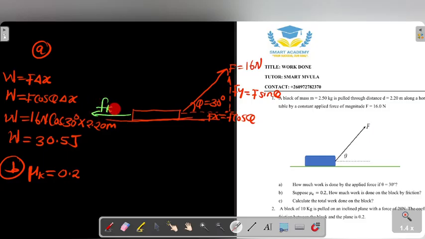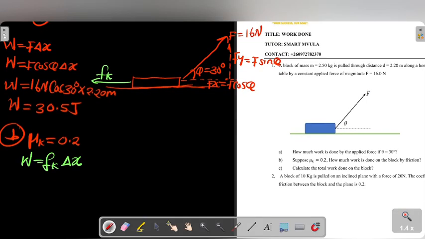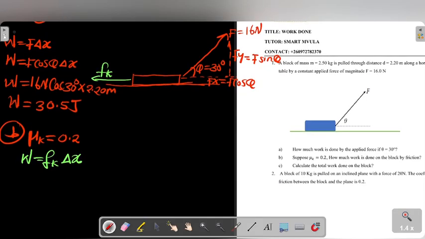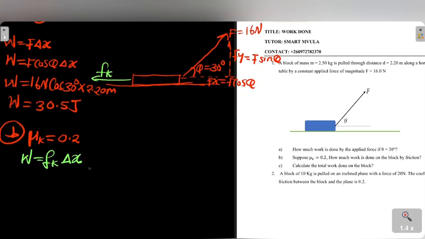So what we're just looking for is actually the same work done by this friction force that we have. So the formula, we say the work done is equal to the same friction force. Then we are going to multiply it with the same change in what? Displacement. That's the formula that we're going to use.